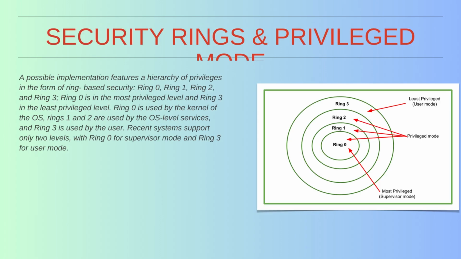Next one is security rings and privilege mode. A possible implementation features a hierarchy of privileges in the form of rings: ring 0, ring 1, ring 2, ring 3. Ring 0 is the most privileged level, and ring 3 is the least privileged level. Ring 0 is used by the kernel of the operating system. Ring 1 and ring 2 are used by the operating system level services, and ring 3 is used by the users. Recent systems support only two levels, with ring 0 for supervisor mode and ring 3 for user mode.